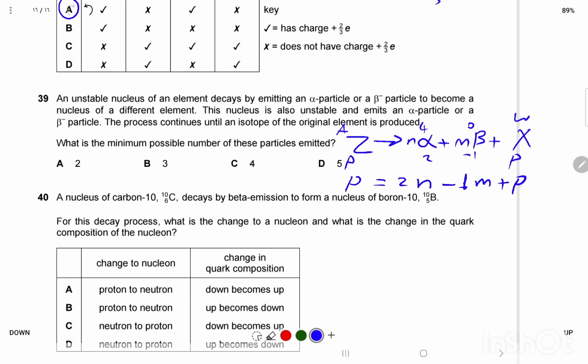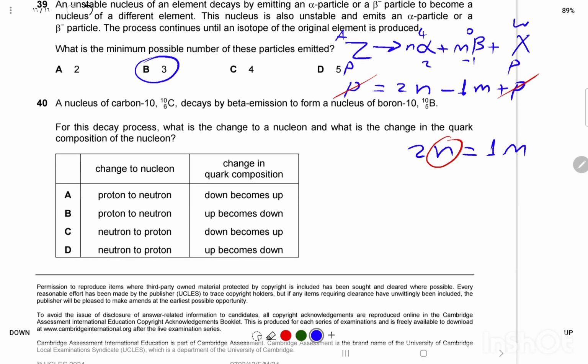Now you can cancel P and P from both sides of the equation. So you get 2N equals 1M, which means for every 2 alpha you have 1 beta, so you can plug in numbers now. If you plug in 1 here, in this case you get the minimum number of particles as 3, so option B is the correct answer.